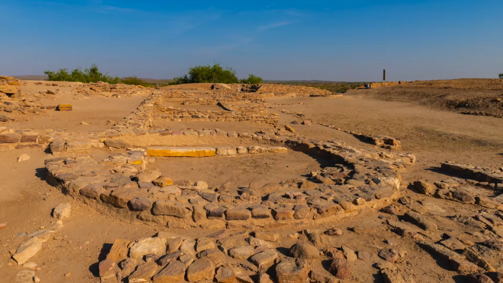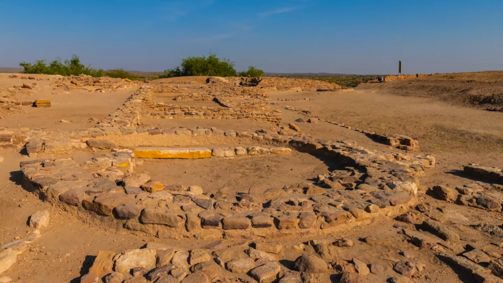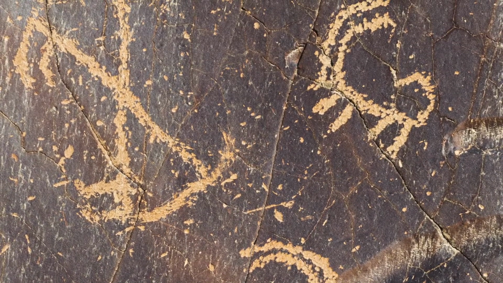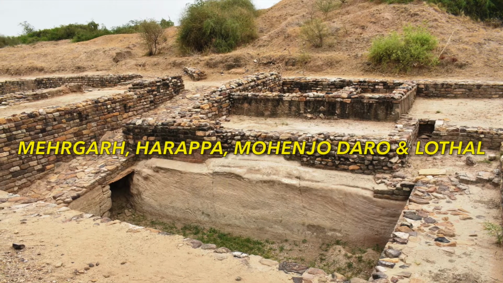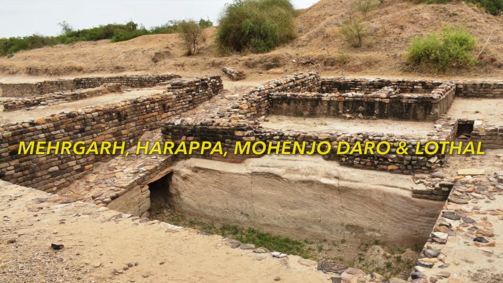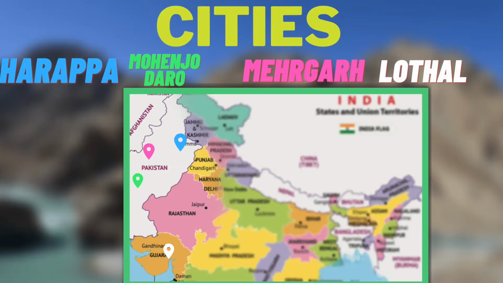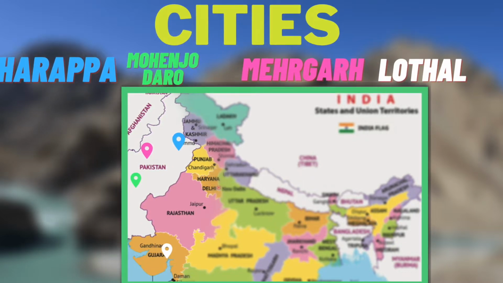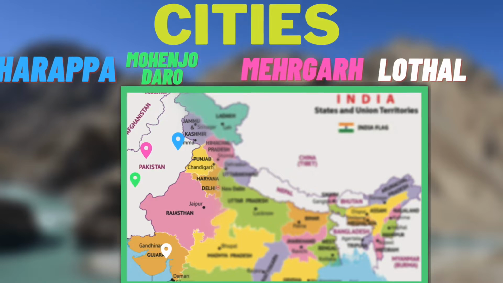First, let's look at the cities in the Indus Valley Civilization. For a majority of its life, the civilization had four major cities. They were Mehergarh, Harappa, Mohenjo-daro and Lothal. The locations of these four cities are shown here. The blue pointer denotes the city of Harappa, the green pointer denotes the city of Mohenjo-daro, the pink one denotes the city of Mehergarh, and the white pointer denotes the city of Lothal.